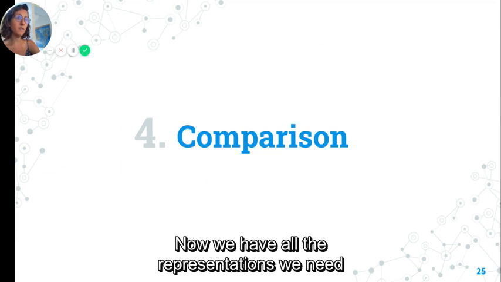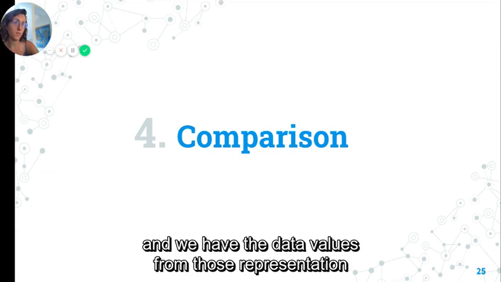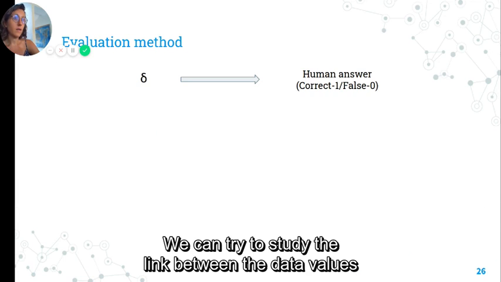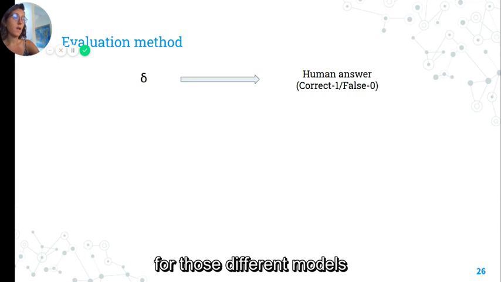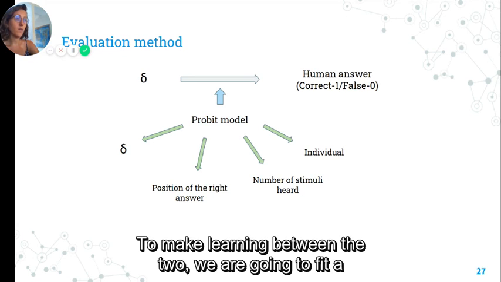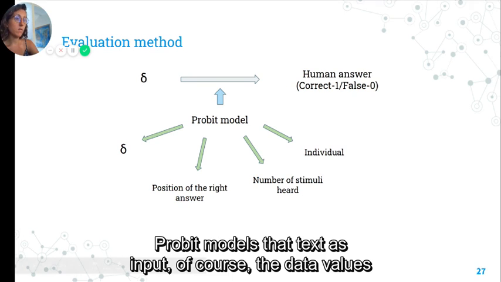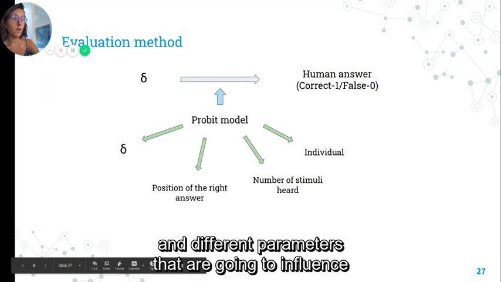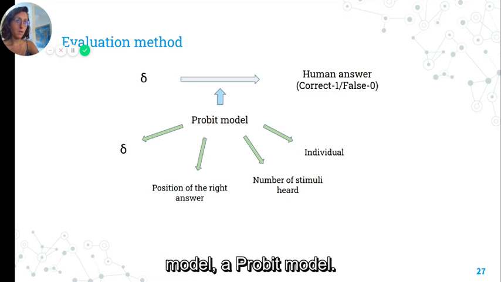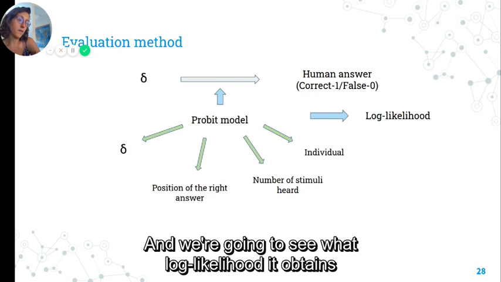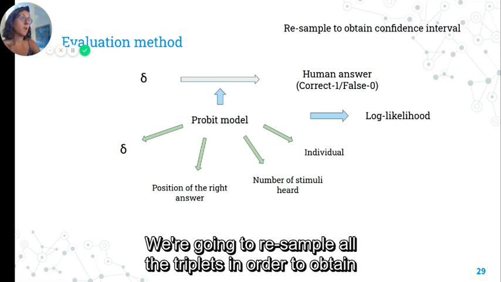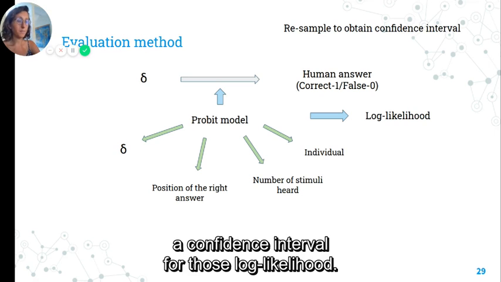Okay, so now we have all the representations we need, and we have the delta values from those representations for the stimuli we extracted at the beginning. So we can study the link between the delta values for those different models and the human answers we obtained. To make the link between the two, we're going to fit a probit model that takes as input the delta values and different parameters that are going to influence the humans when they're doing the ABX task. For each model we fit a probit model, and we see what kind of log likelihood it obtains once it's fitted. Of course, we're not going to do it once. We're going to resample all the triplets in order to obtain a confidence interval for those log likelihoods.